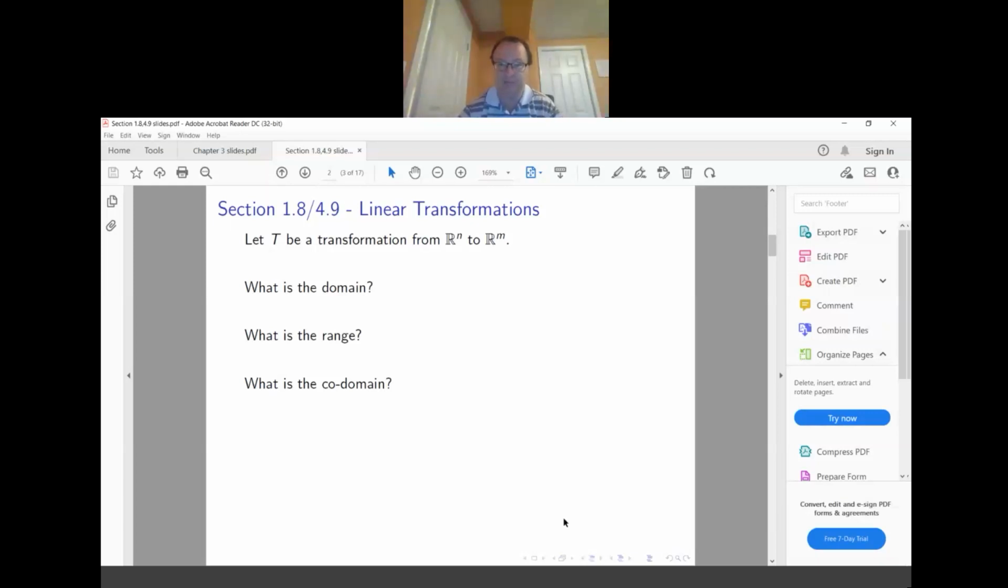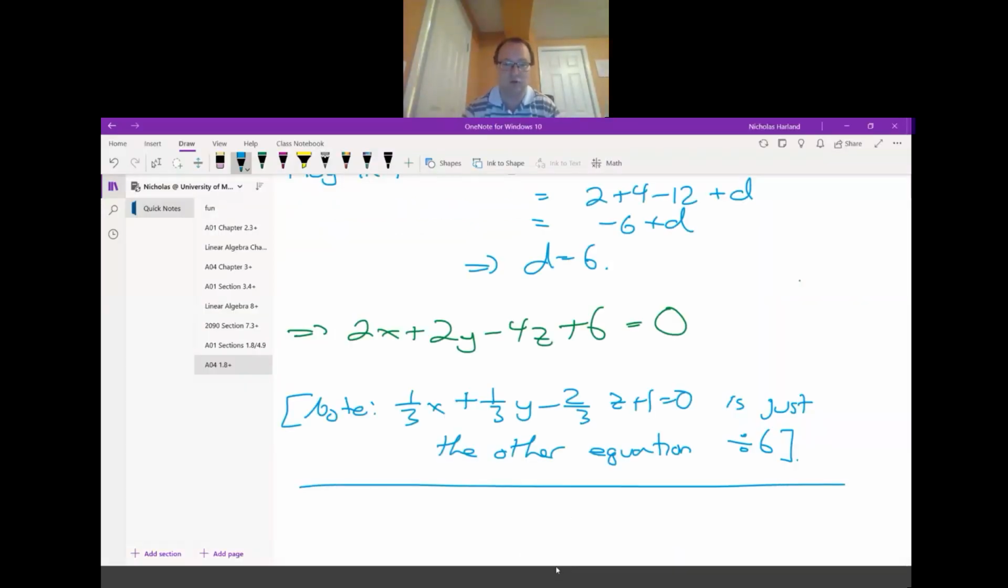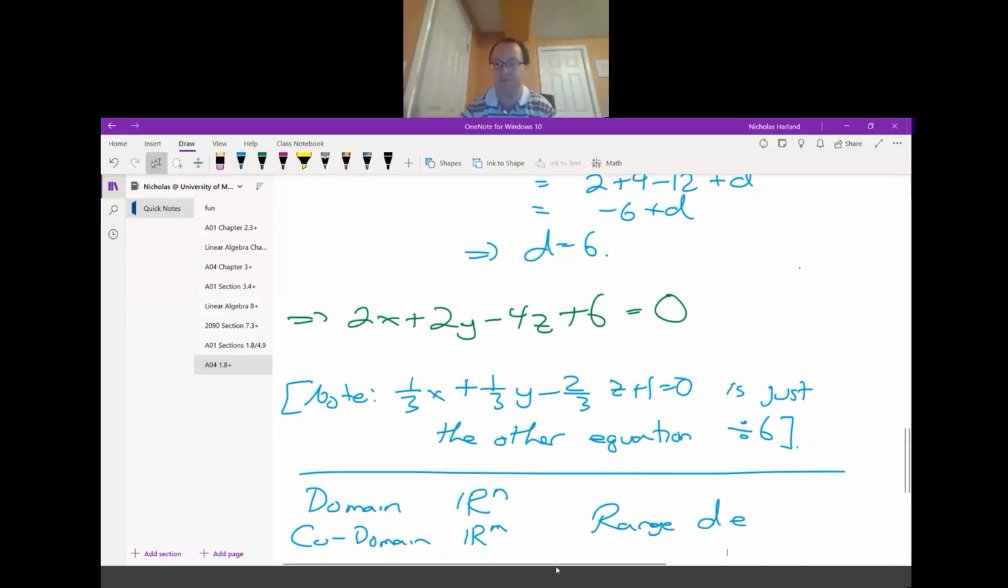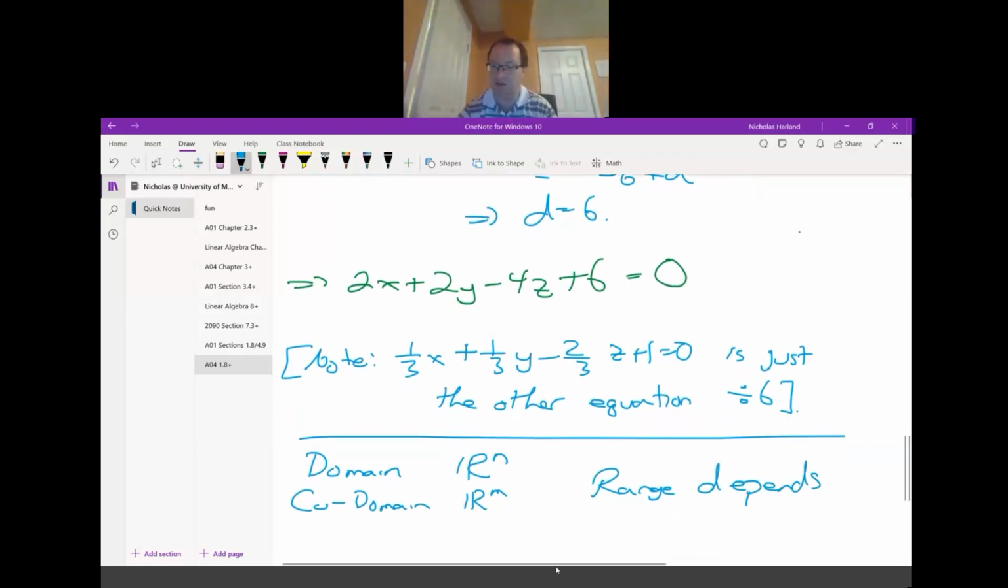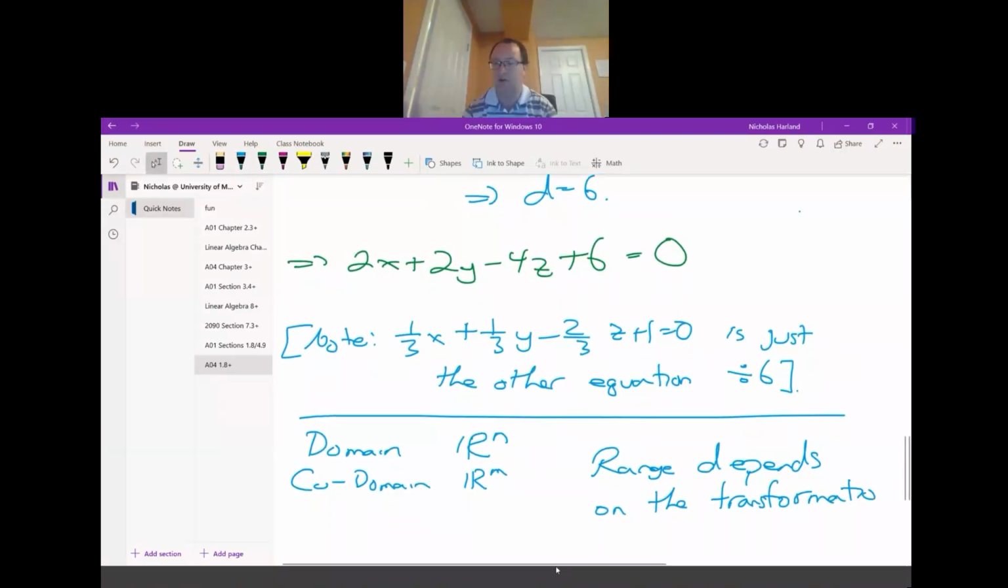So the domain is Rn. The codomain is Rm, and the range depends on the function. Or I guess not function here, transformation. It's not something we can answer generally. So the range and the codomain might be the same, but they don't have to be the same. All right. So any questions about what it means to be the domain, to be the range, to be the codomain? And by the way, these are the same words we would use for functions as well. So there's no difference here.